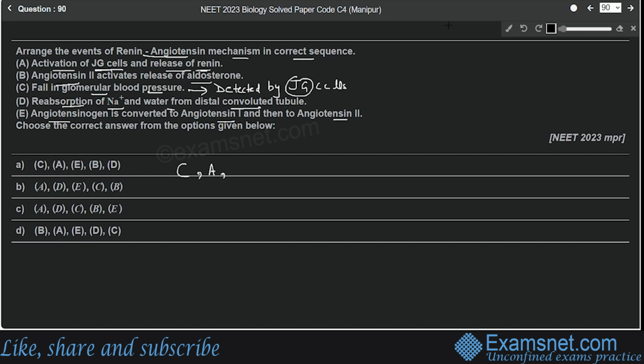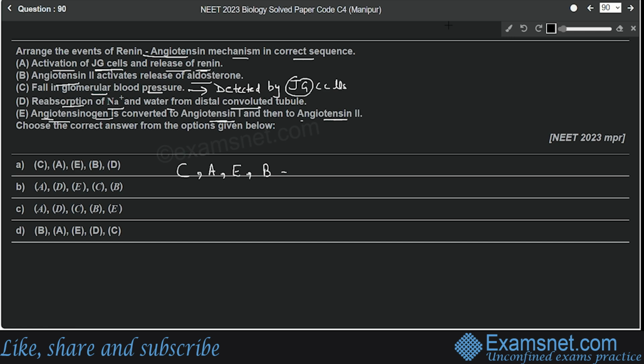After that, what will happen? This renin that is released will catalyze the conversion of protein angiotensinogen into angiotensin 1. So E will come after A. Angiotensinogen is converted to angiotensin 1 and then to angiotensin 2 by the renin. Then the next one will be B. Angiotensin 2 will activate release of aldosterone. What happens when angiotensin 1 is converted into angiotensin 2? This angiotensin 2 is a powerful vasoconstrictor. So it stimulates the release of aldosterone from the adrenal cortex.